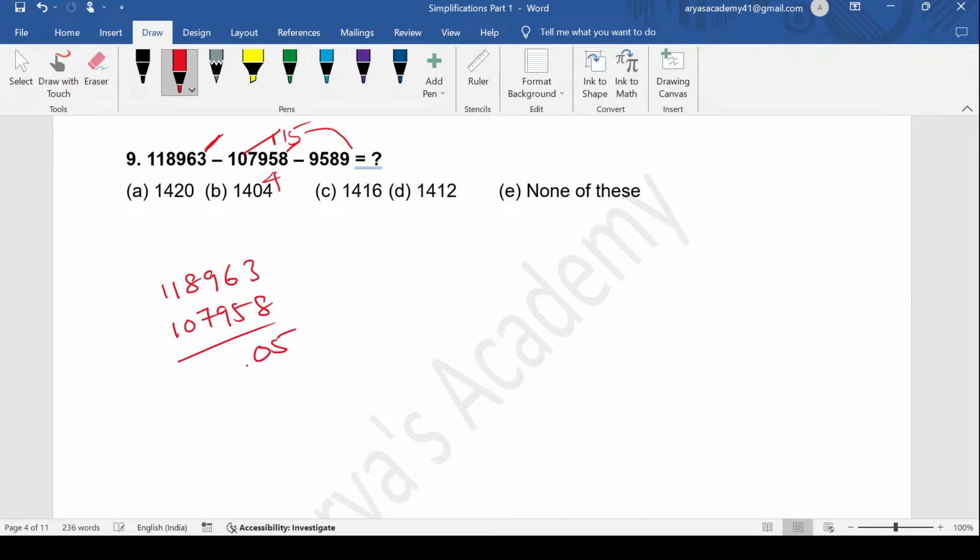5. 5 minus 5, 0. 9 minus 9, 0. 8 minus 7, 1. So we are left with 11,005. And from that, you again need to subtract 9,589. So 15 minus 9, 6. This actually becomes 9, no? So 9 minus 8, 1. 9 minus 5, 4. This 1 is not over here because we have carried it forward. That is 0. So this one will go over here. So 10. 10 minus 9, 1. So finally, we are left with this value 1416, which is option C.